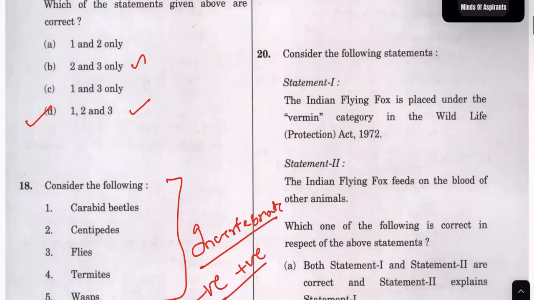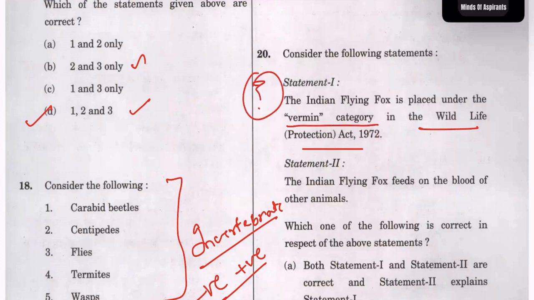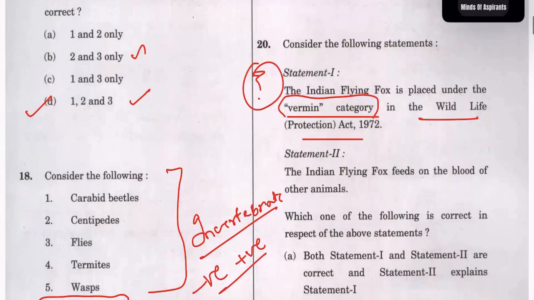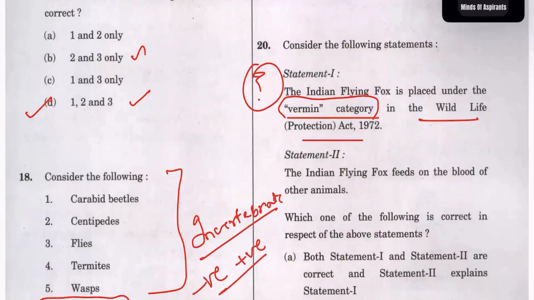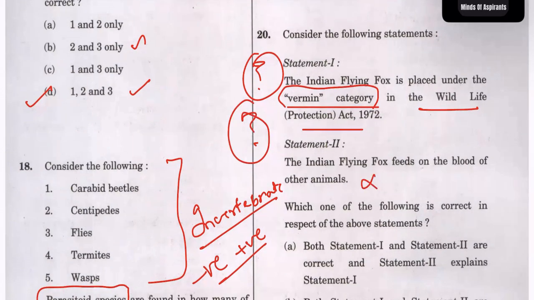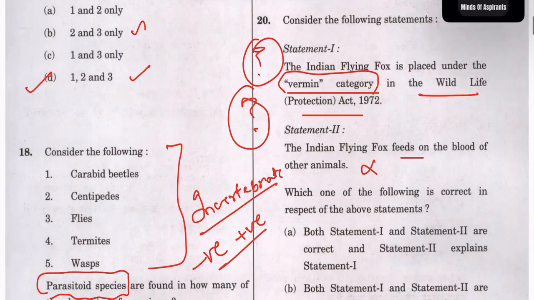And Wildlife Protection Act, this is a repeated question, a previous year question. The answer for this, I'm not sure, because a few days or last year, I saw that they had removed this category itself, but they have given this question. I do not know if this is true. See, this is wrong. Feeds on the blood of other animals is, I think, wrong. But vermin, they removed it.